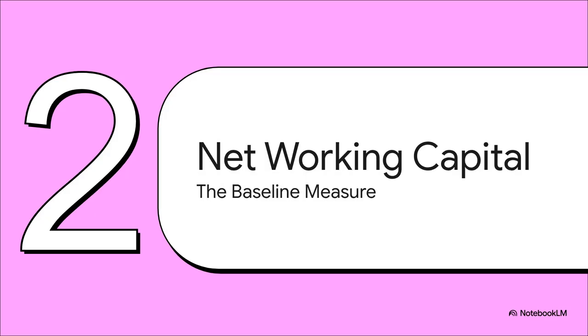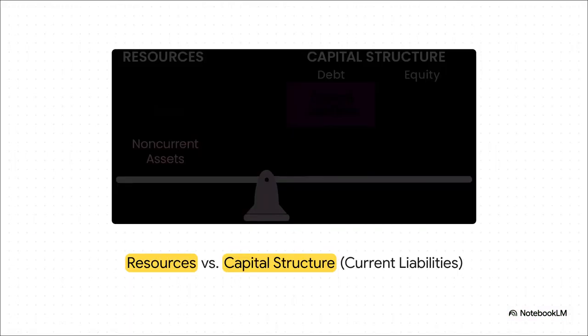Moving on to Section 2, net working capital, the baseline measure. This is the bluntest instrument in our toolkit. Picture a seesaw. On one side, you've got your resources, your current assets. On the other side, weighing it down, is your capital structure, specifically your current liabilities. Net working capital is simply the balance between these two. It represents the baseline resources a firm absolutely must have to keep operating in the short run.